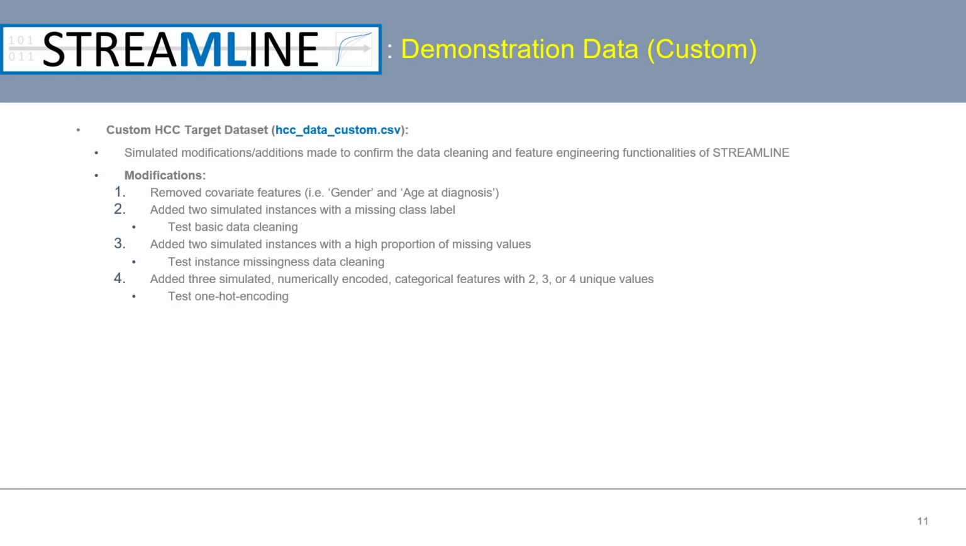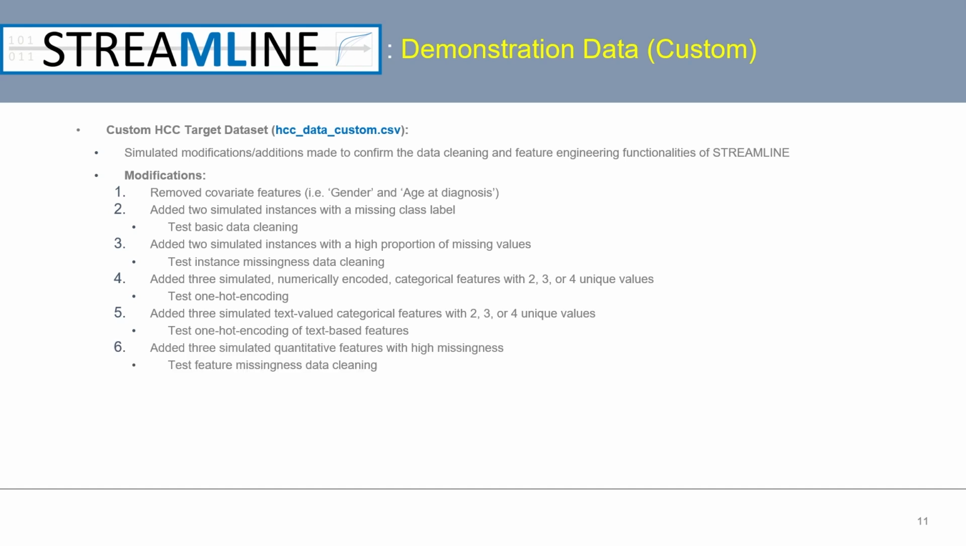Then we added 3 simulated numerically encoded categorical features with 2, 3, or 4 unique values. This was to test the functionality of one-hot encoding as basic feature engineering. Similarly, we also added 3 simulated text-valued categorical features with 2, 3, or 4 unique values. Next, we added 3 simulated quantitative features with high missingness to test feature missingness data cleaning.